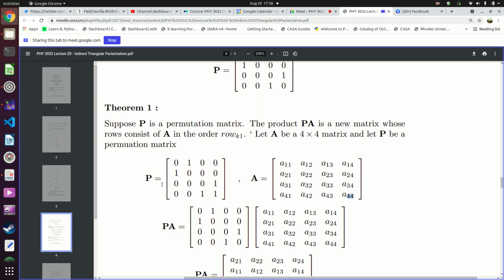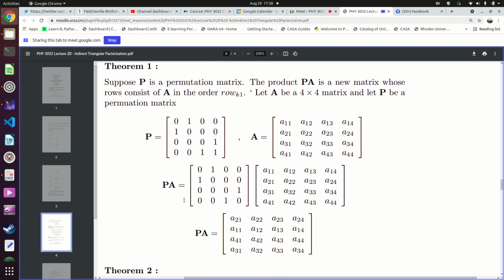If we multiply this matrix P times matrix A, so we're going to have PA, that's going to be this permutation matrix multiplied by matrix A. When we do that, we're doing matrix multiplication. This first row multiplied by the first column, that's what you're going to put here. Everything else apart from this is going to multiply this here, so you end up with this here.